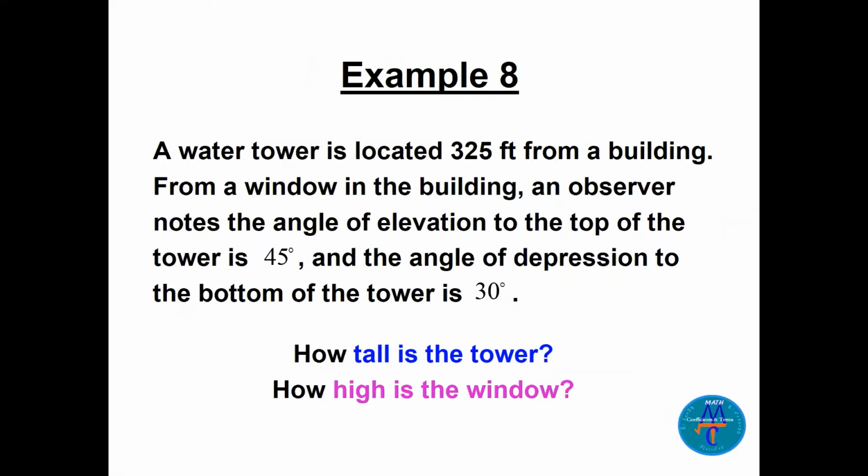Let's see another, maybe more complicated one. A water tower is located 325 feet from a building. So here we have a building and we have a tower. From a window in the building, an observer notes the angle of elevation to the top of the tower is 45 degrees, and the angle of depression to the bottom of the tower is 30 degrees. So you have to read this one, I think, one or two times to see where is the angle of elevation, where is the angle of depression. And then we have to find how tall is the tower, how high is the window. Not the building, the window.